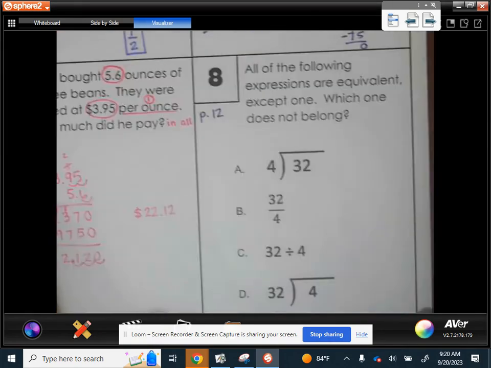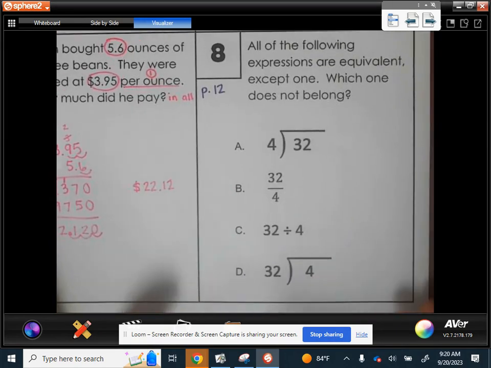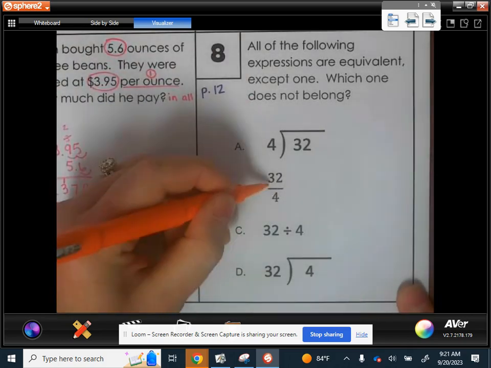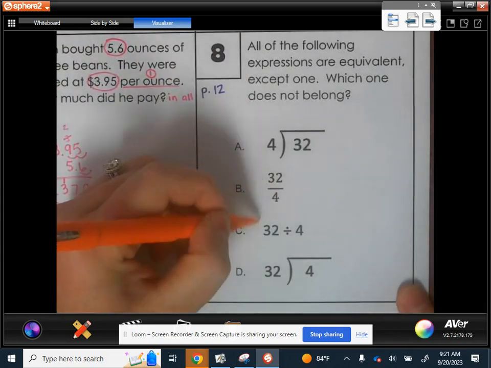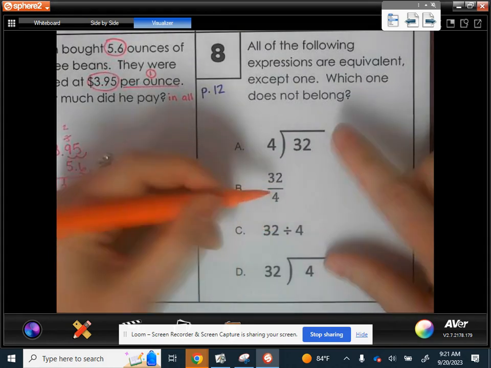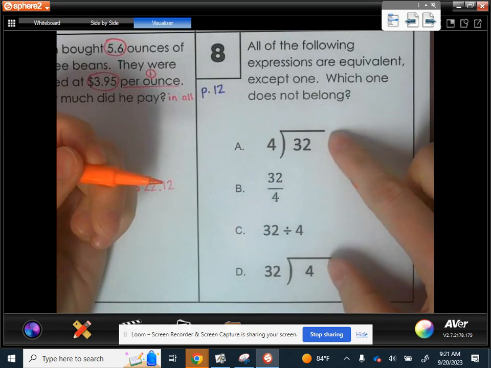Last question. All of the following expressions are equivalent except one. Which one does not belong? So these are all ways of representing division. And remember that we have notes for representing division on page 12. I notice right now this says 32 divided by 4. This also says 32 divided by 4. So that means that one of these right here is also 32 divided by 4. The other one is not.